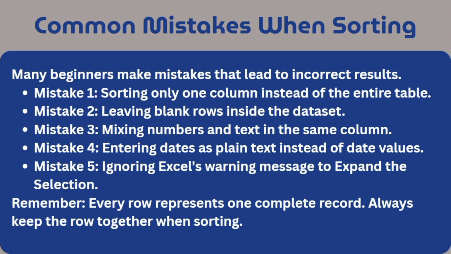So what are the common mistakes that you can make during sorting? You sort only one column instead of the entire table. You should use the column to sort the entire table, not just that one column. Leaving a blank row inside the data set will affect your sorting. Mixing numbers and text in the same column will affect your sorting. Entering dates as plain text instead of date values will affect your sorting.